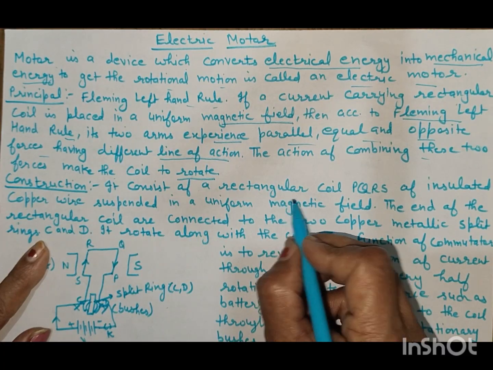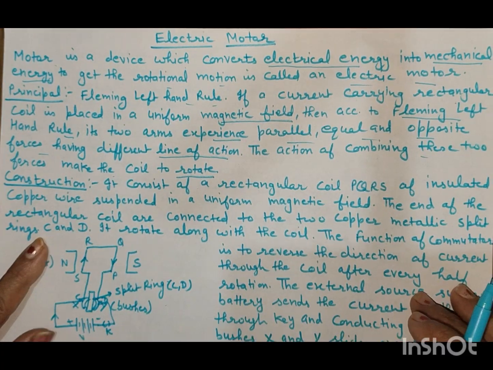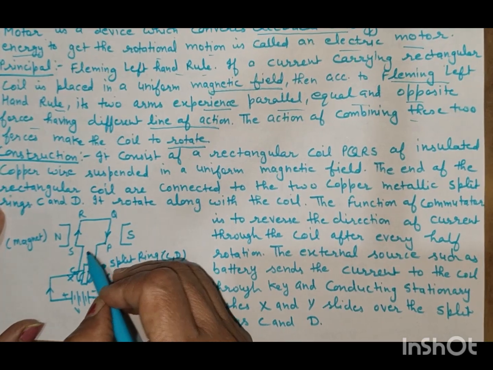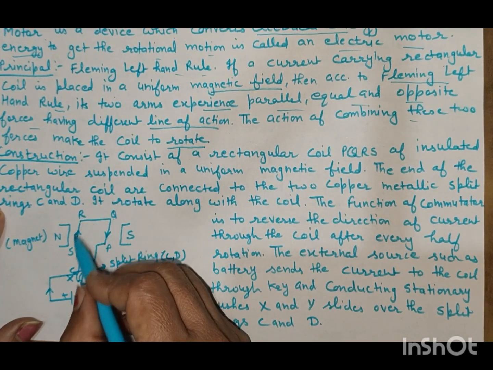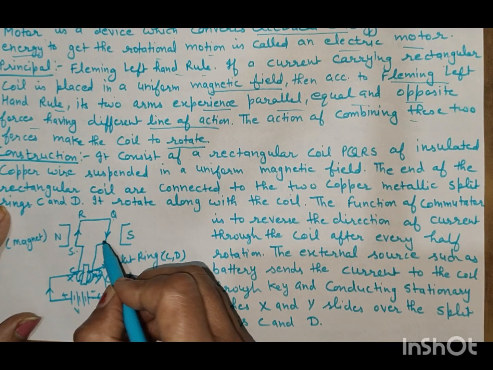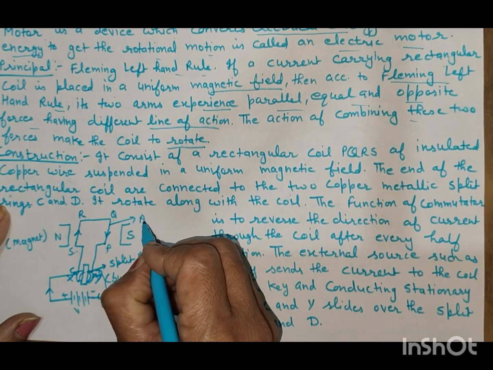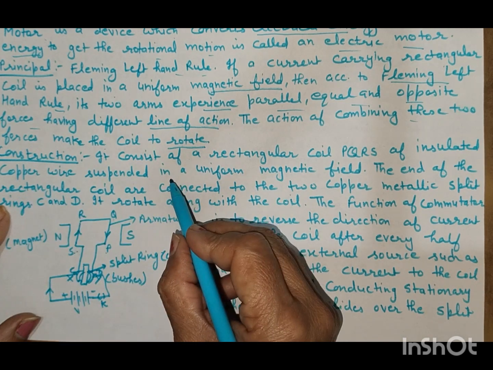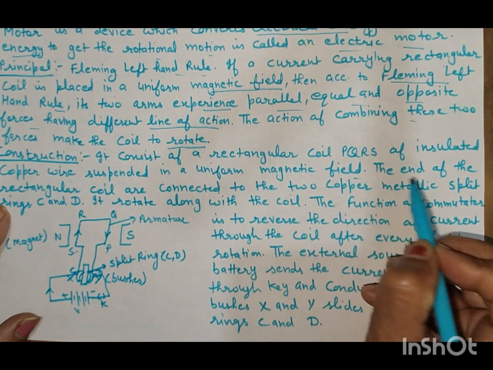Construction. It consists of a rectangular coil, PQRS. This is a rectangular coil, and this is called the armature. Insulated copper wire is suspended in a uniform magnetic field.